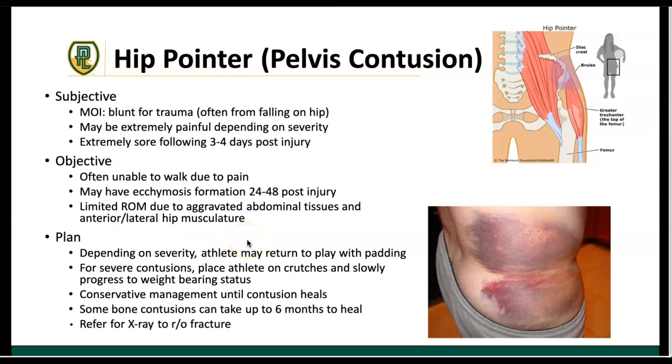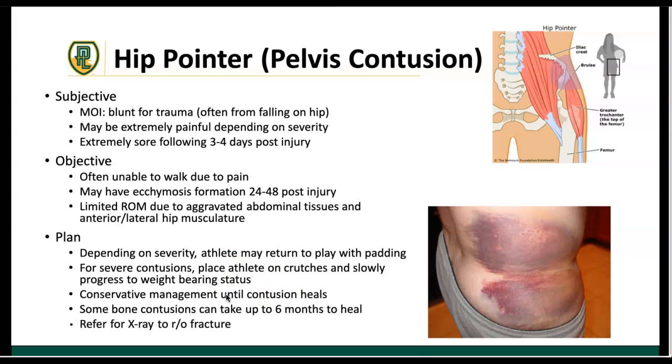Oftentimes, if they have full range of motion, if their functional capacity isn't limited, then we return them to play and maybe we put a pad there to protect them, right? But for severe contusions like this, the odds of them being able to return to play functionally without a lack or a limit in range of motion is very slim. So we typically will put them on crutches, might do some ice, maybe some soft tissue later on to relieve the pain that's associated with that. We might give them some anti-inflammatories, but we really want to conservatively manage this until it heals.